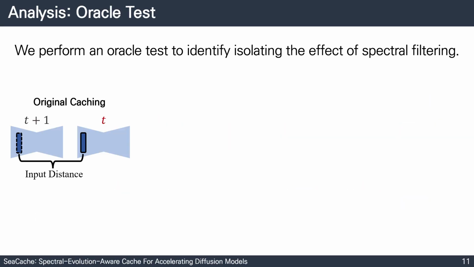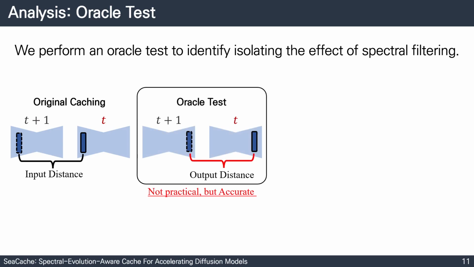To verify the effect of SEA filtering, we first perform an oracle test. In standard caching, the cache decision is made based on input distance because the output is not available unless we run the model. In the oracle test, however, we use output distance for caching. Of course, this is not practical in real inference because it requires computing the output first, but it allows us to isolate the effect of spectral filtering.